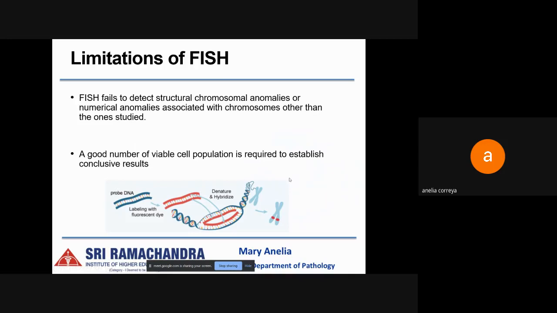So FISH generally will detect the chromosomal DNA abnormalities in the area where the probe is complementary to that particular DNA. That area it will detect. But the adjacent areas, structural abnormalities and numerical abnormalities will not be detected, and it requires a good viable cell population in order to establish conclusive results.